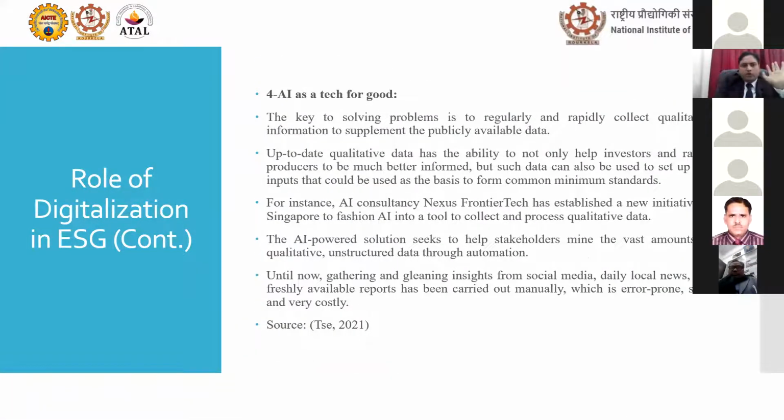AI, as I have already told you, is a technology for good. I have included certain qualitative information here, because what is the importance of AI? Because it can process qualitative information also, with the help of voice recognition and speech recognition functions. So this can actually help to analyze qualitative data also. That is the beauty of AI. So it can be used as a technology for good.